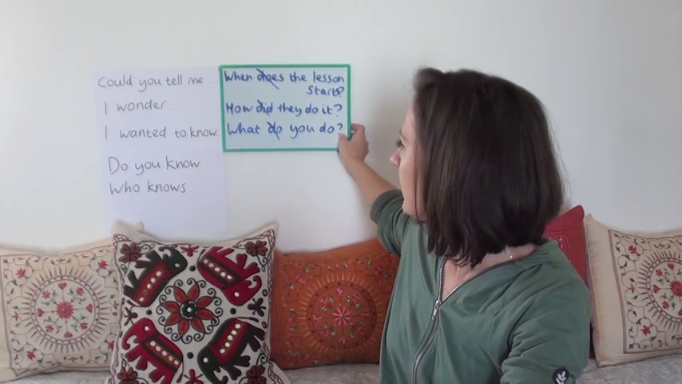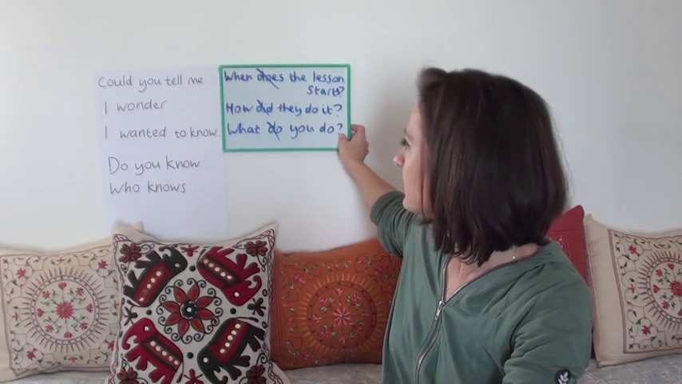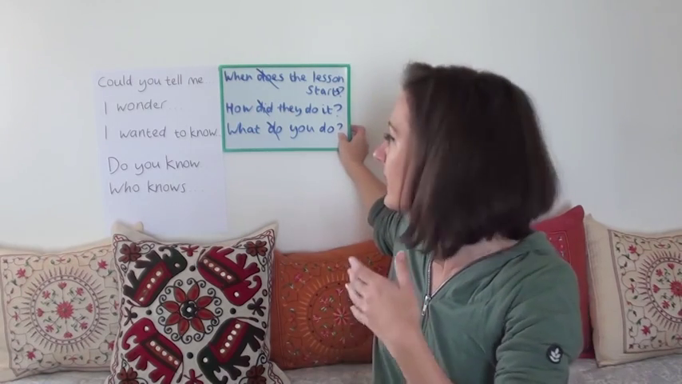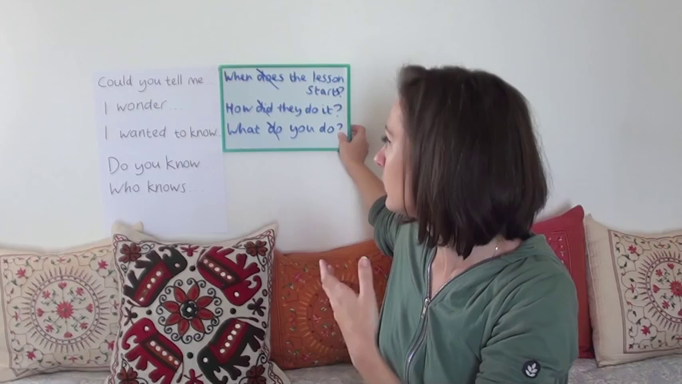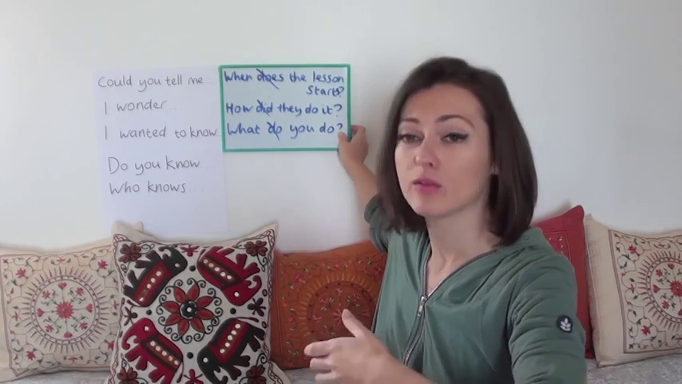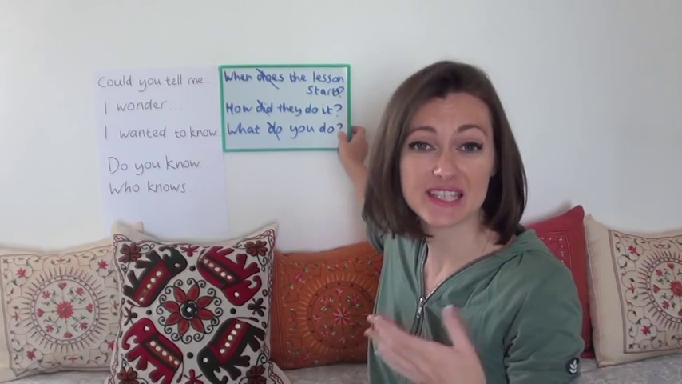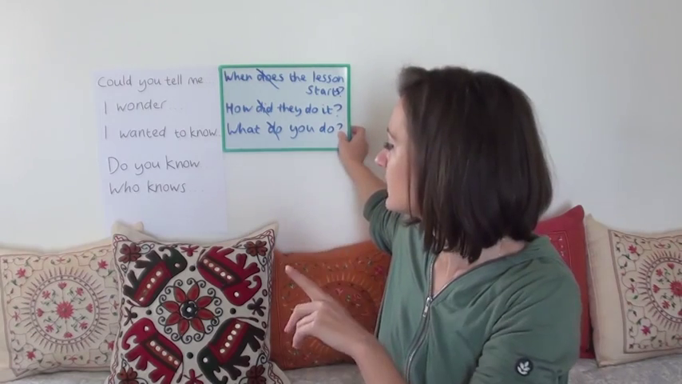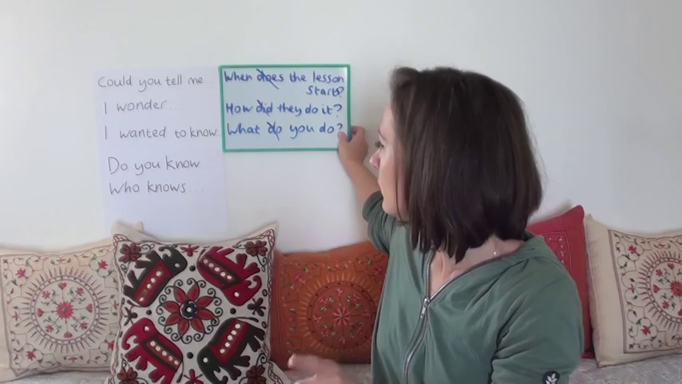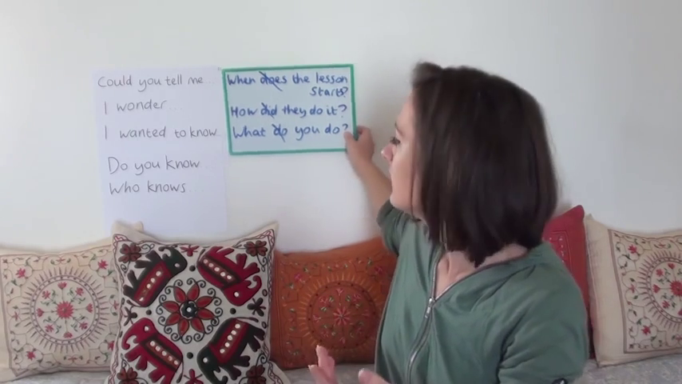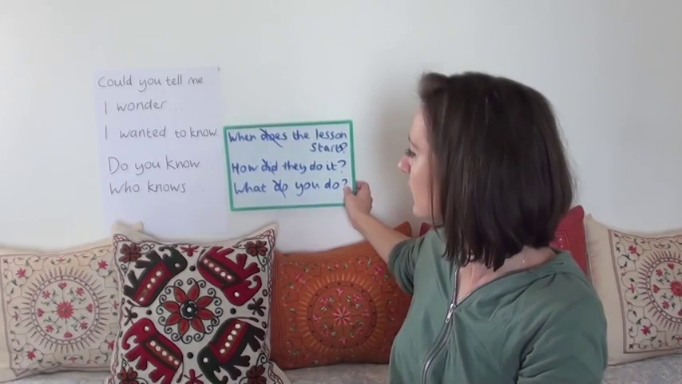I wonder how they do it. This one is the present simple. We can keep it like that if we're still talking about the present simple. If we want to talk about the past, we can say, I wonder how they did it. The next example, I wanted to know what you do. This is fine also. Let's move this down for the other examples.